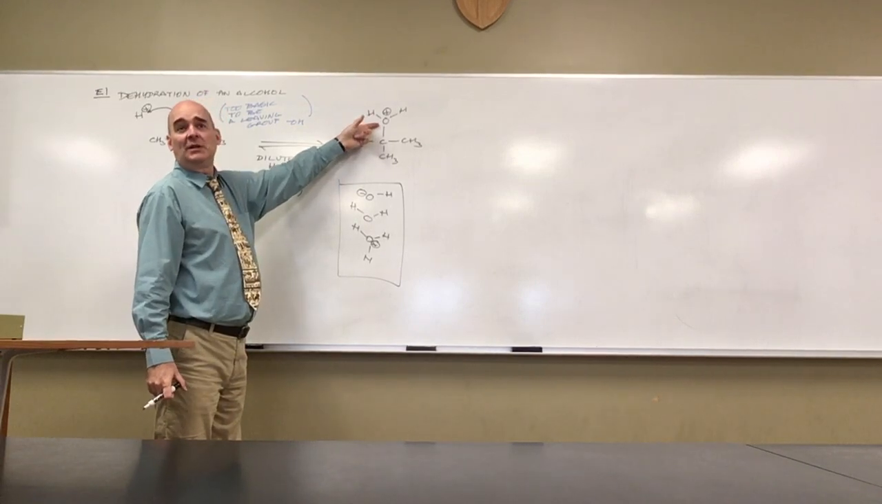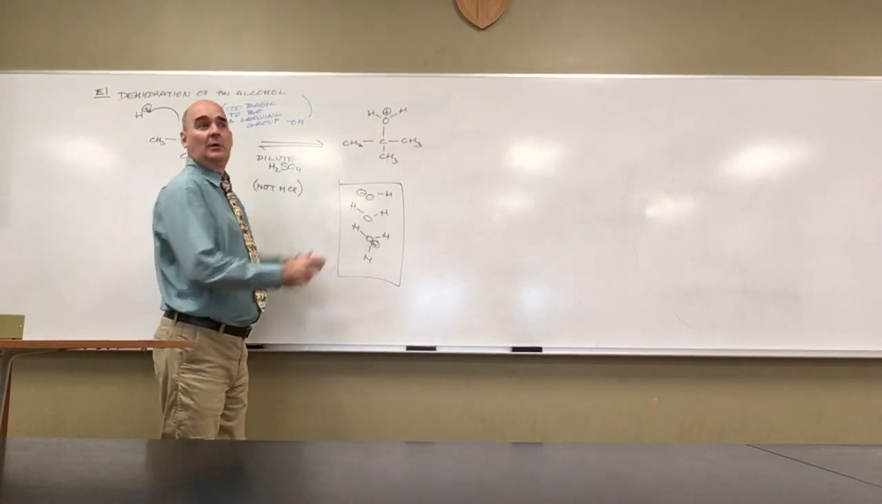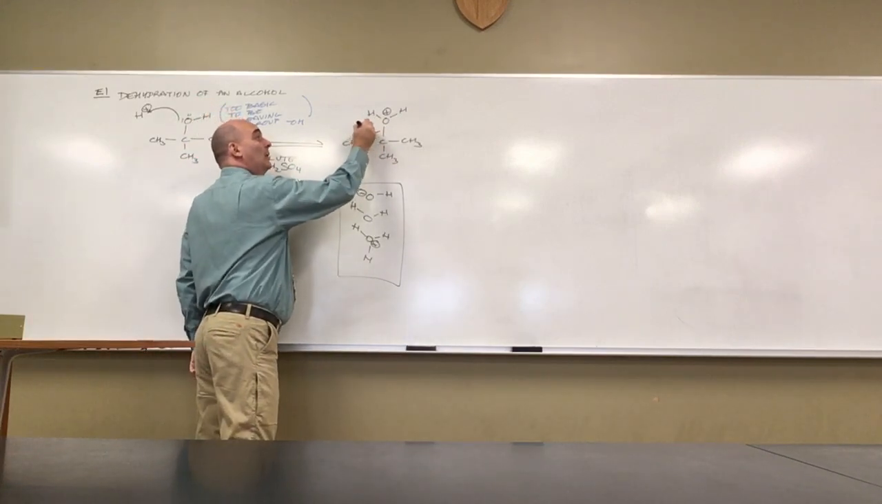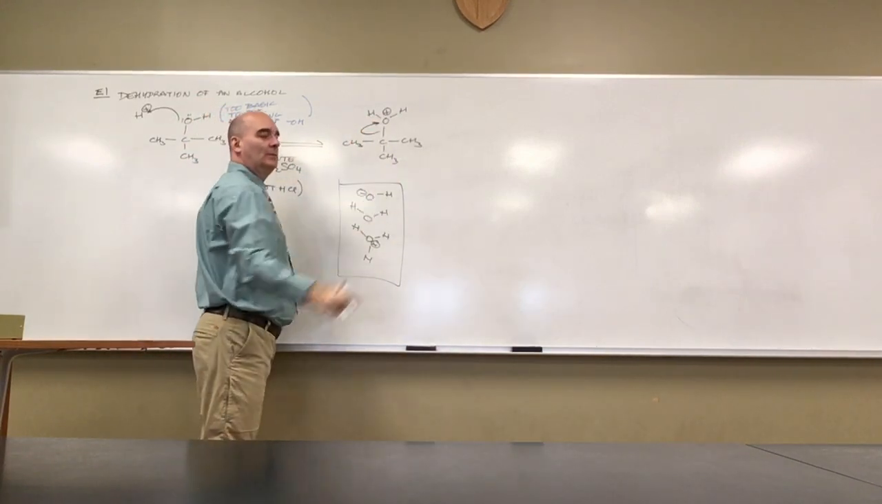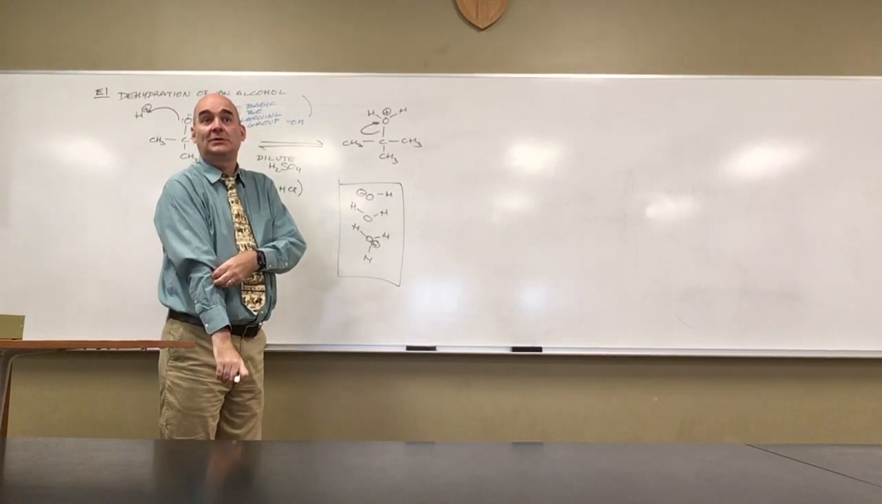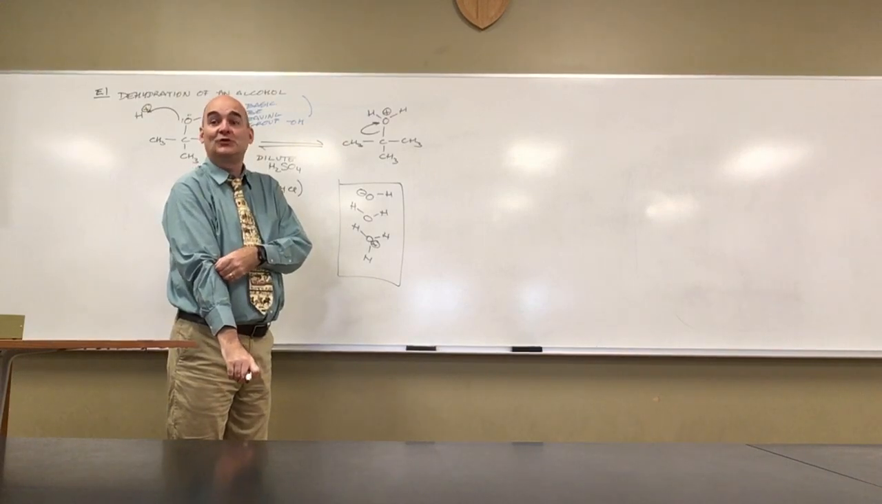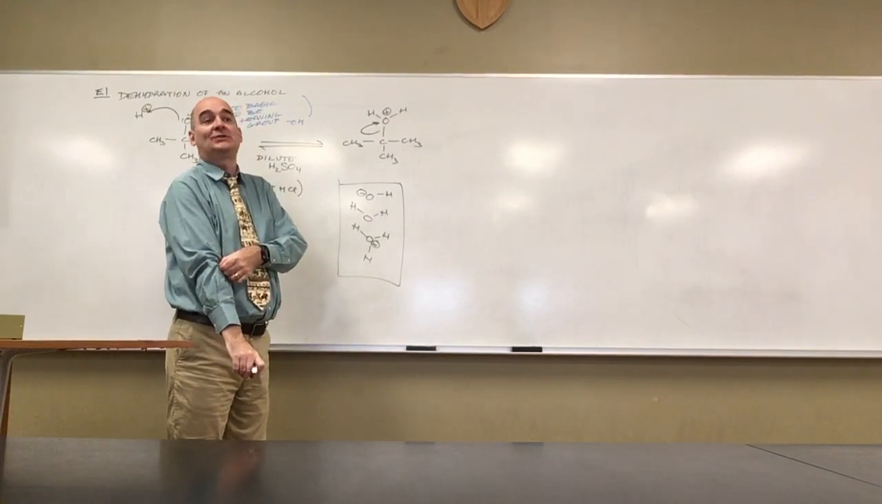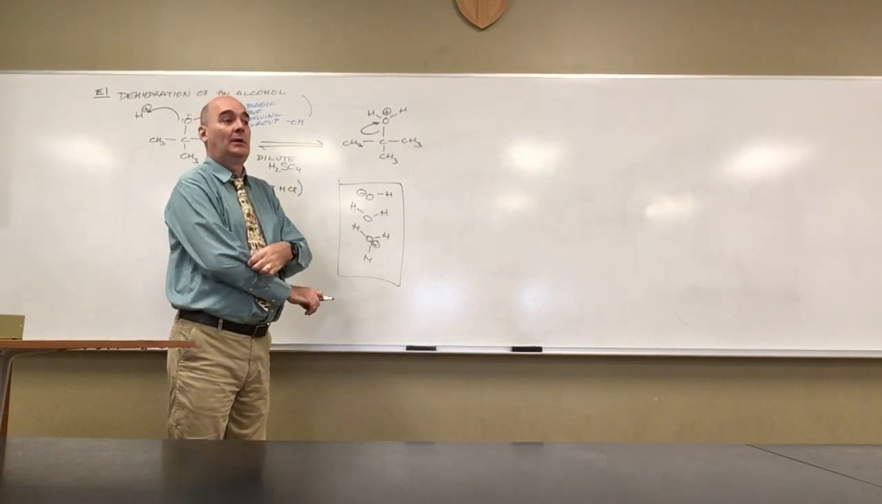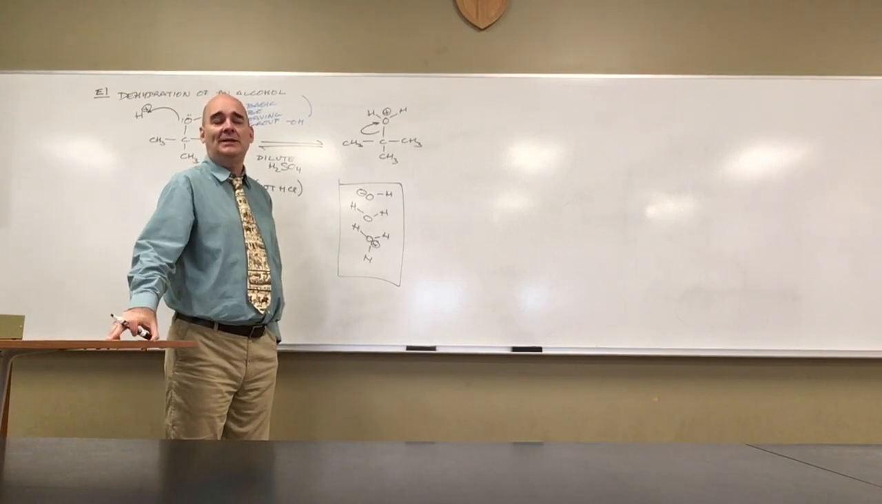That oxygen is still electronegative. That bond is still weak. Only now, what's my leaving group? Water is the leaving group, not hydroxide. Hydroxide was too powerful of a base to leave this molecule. I just turned it into water. Water is 70% of the planet's surface.